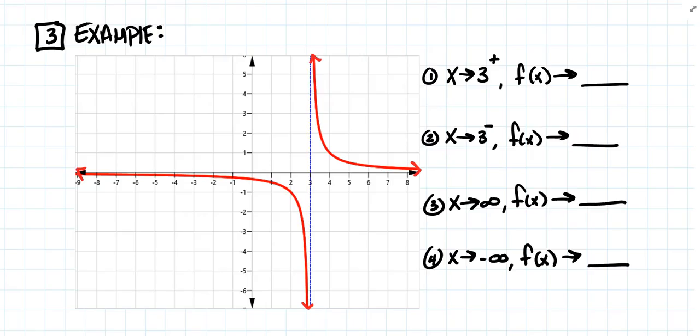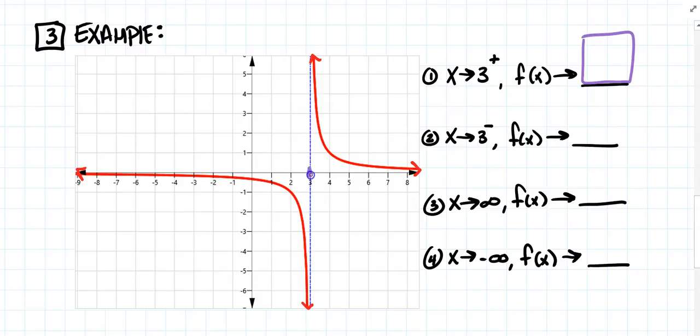Okay, here's box number 3. We're going to do this example together. So notice I have a graph, I have a picture, and I want to answer these 4 questions. So we'll start with number 1. This says, as x approaches the number 3 from the right, f of x does what? So our question is, what's going on with the graph as we get close to the number 3 from the right-hand side. So let's identify where 3 is.